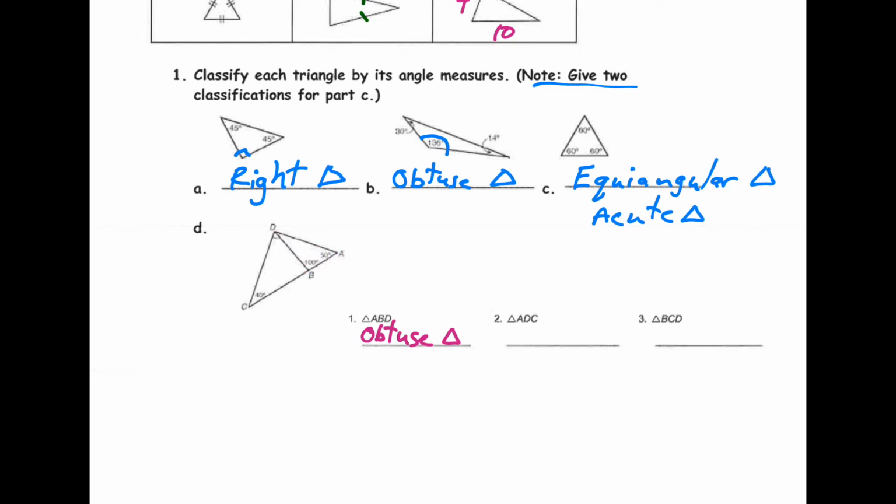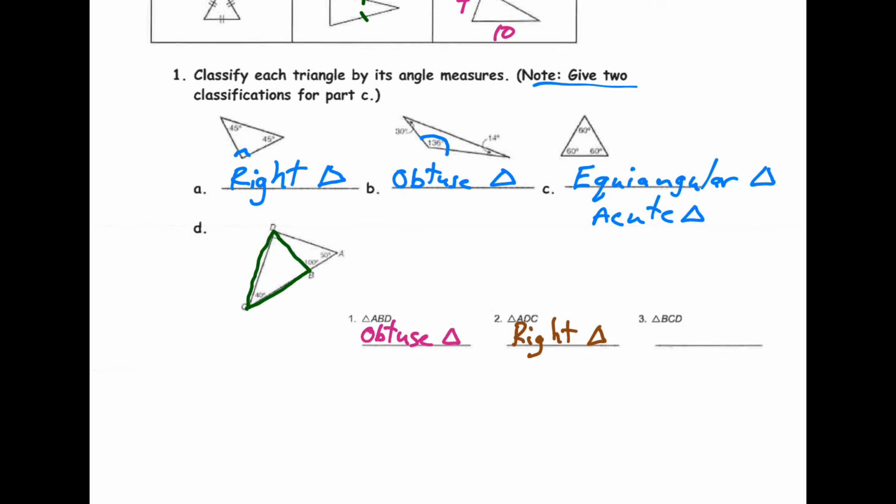All right, so now triangle ADC. That's this big one. And this one's going to be a right triangle. Once again, we're given that this is a right angle, so we know that it's going to have at least one right angle, so therefore it is a right triangle. And last but not least, we have BCD.